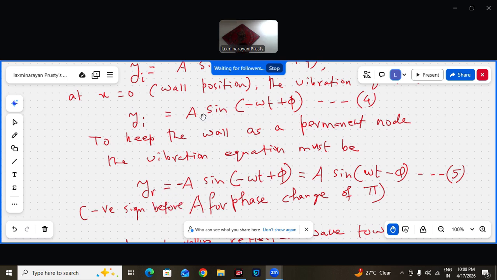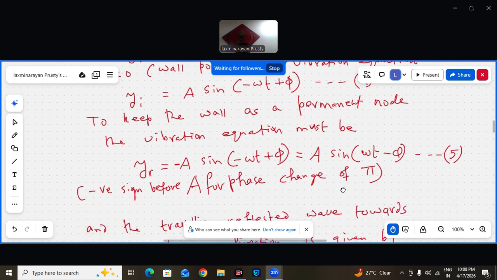So that at the wall, the vibration of the incident and reflected waves will cancel each other to make it a permanent zero displacement point. Am I clear? You see, this is the negative of this, so obviously the addition will be 0. No problem. The negative sign before A is for the phase change of pi.